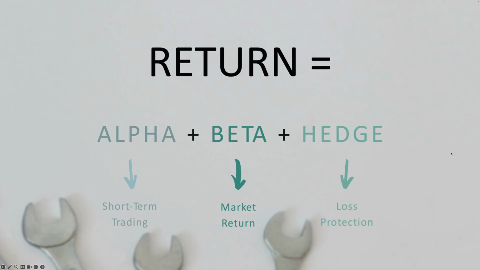Okay, let's quickly recap my return philosophy. If you want more details, please refer to the Maximizing Returns presentation. There are three sources of return that I'm aiming to exploit: alpha, beta, and hedge. Alpha is the source of return that is derived from my skill as a short-term trader.